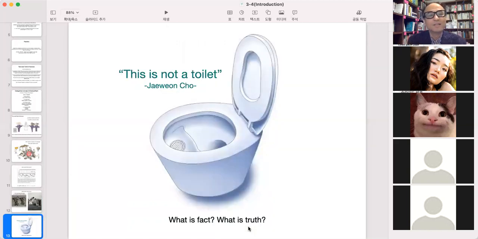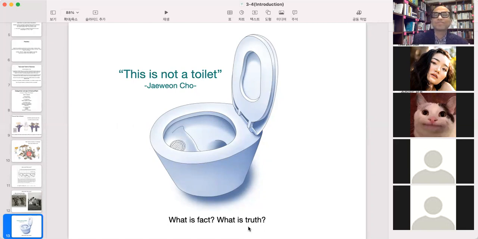Okay? So I may tell you, this is not a toilet. This is not a toilet. Can you feel any kind of effect from mine? What is the truth behind my assertion, my insistence with this toilet? Because I told you this is not a toilet.